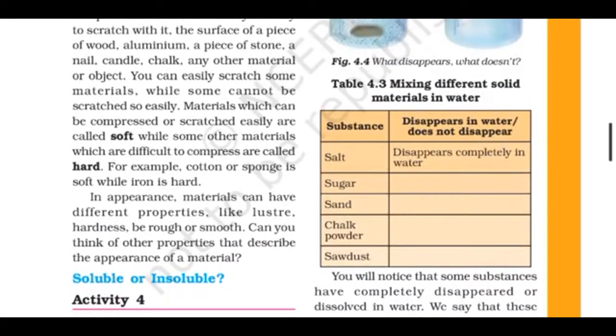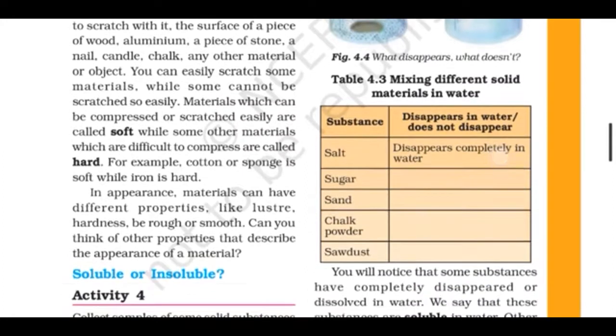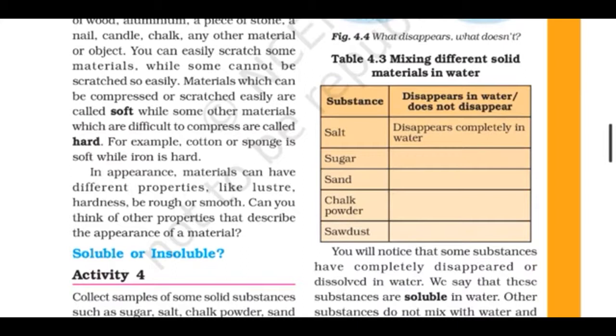Then depending upon the appearance after mixing of the particular solute, we want to take it into consideration and complete the boxes present in the table. Salt disappears completely in water, right? It's a soluble solute. Sugar also disappears completely in water. What happened to sand? It does not disappear, so you write does not disappear. Chalk powder gives some color, so we concluded that it does not disappear.